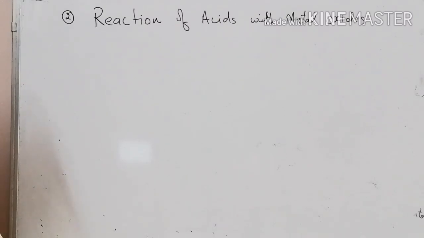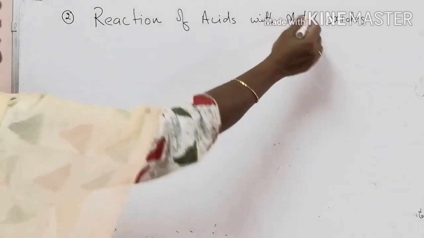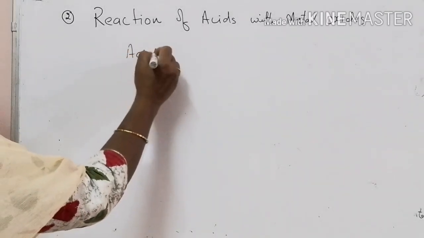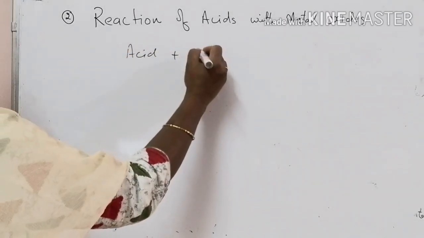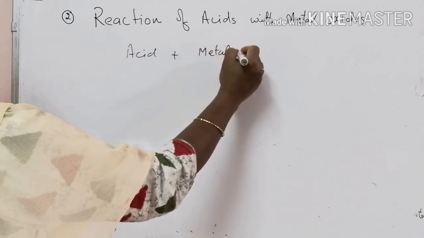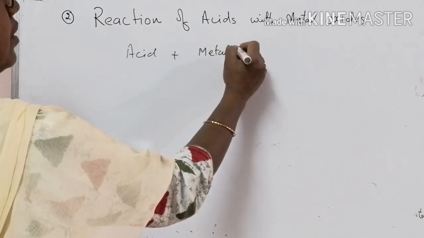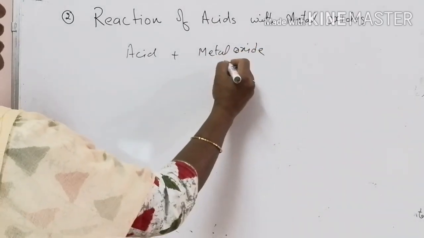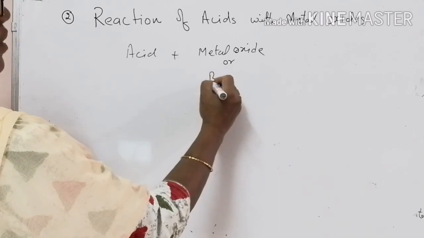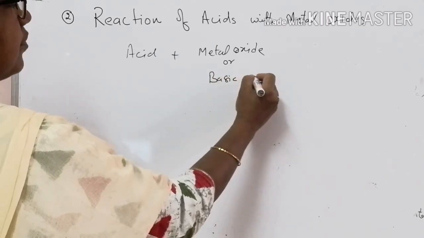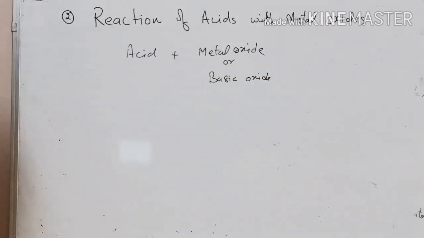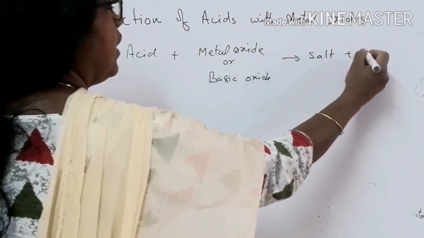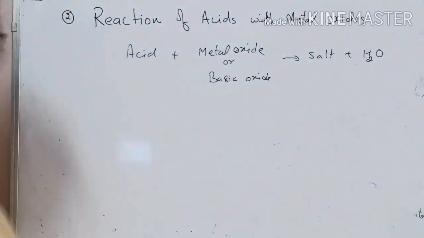Next reaction of acid is reaction with metal oxide. Acid reacts with metal oxide. Metal oxides are also known as basic oxides. Metal oxides by nature are basic in nature. Basic oxide reacts with acid to form salt and water.